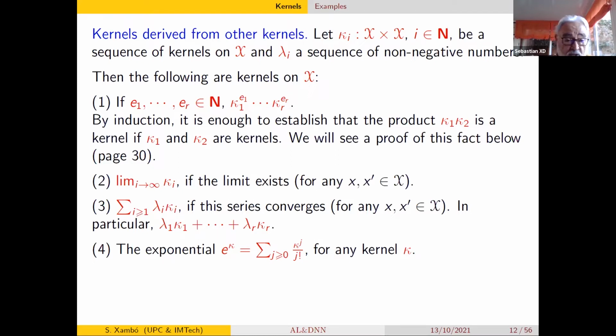A special case of this number 3 is the exponential of a kernel. Well, in this exponential, the coefficients are non-negative. Actually, they are positive. And the kappa in the exponential is kappa j. So this, by this case, is a kernel for any kappa. This converges for any k.